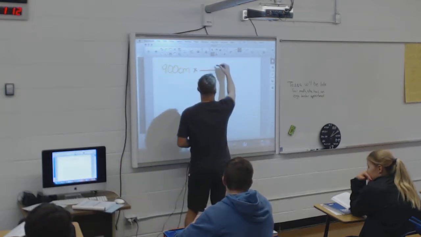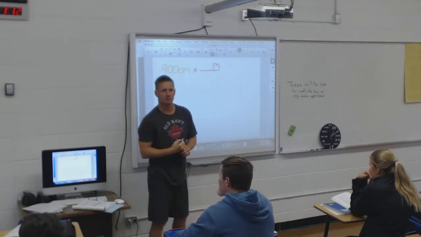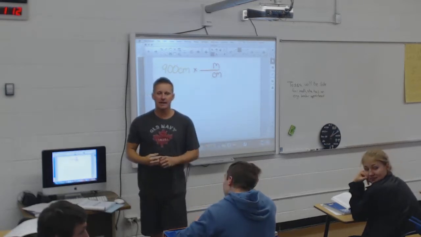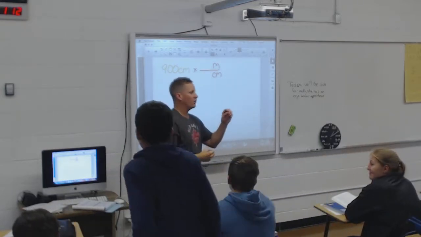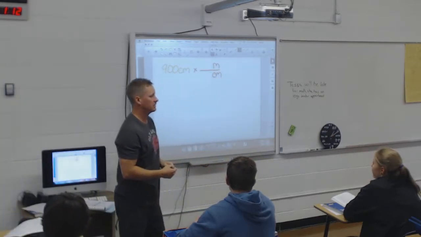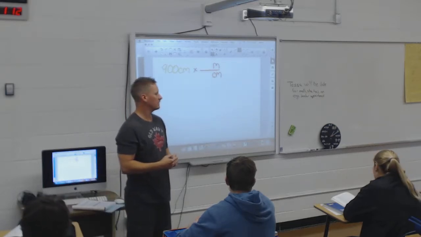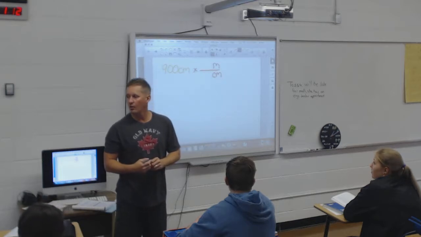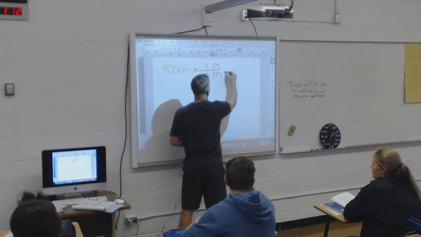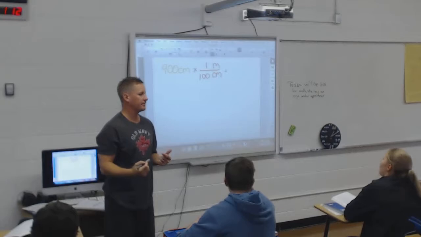So, first things first, I want to change it to meters, and what are the units I want to get rid of? Centimeters. Okay? So then the second thing is, I want to put down the ratio of meters to centimeters. So what is the ratio of meters to centimeters? 100 centimeters. 1 meter equals 100 centimeters. There we go. That's what I'm looking for. 1 meter is 100 centimeters. All right? And so I've created a fraction now, haven't I?